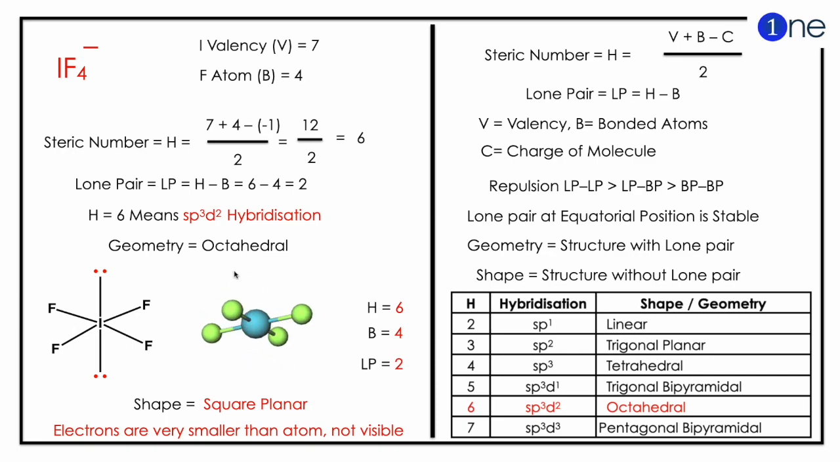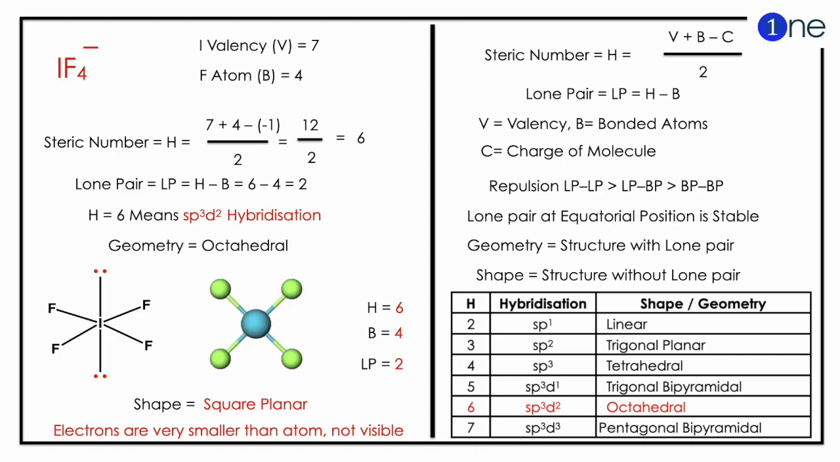To find the hybridization, you should know the steric number, which is H equals (V plus B minus C) divided by 2. Here V represents valency. Iodine valency is 7 and fluorine atoms are 4. So the steric number will be H equals 7 plus 4, charge is minus 1. So 12 by 2 gives 6.